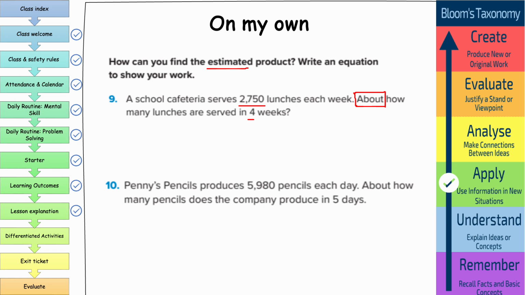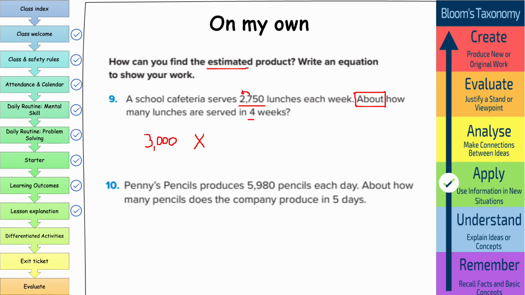Remember, as I said before, there are numbers in the word problem that are distributed. Now 2,750 is distributed in 4 weeks. It means that I will do the multiplication. So 2,750 will be rounded because this is about and here it asks me to estimate. So I will round to the nearest 1,000. So 7 will round up the 2 and it will be 3,000.